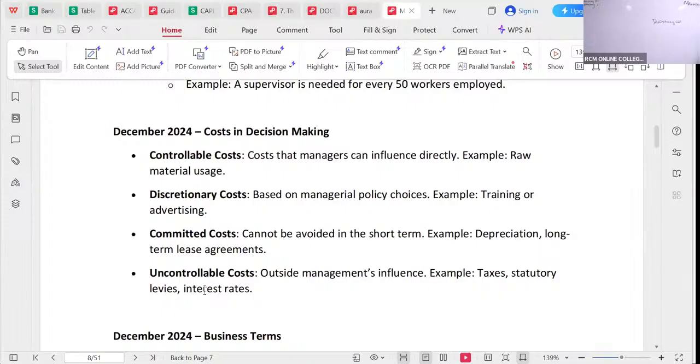Then we have uncontrollable costs. Those are those costs which management cannot influence. Example, the government tax. Rent is the very best, isn't it? You can't influence. If you want to influence rent, then be ready to disappear from someone's house. So in this case here, those examples are very good. You must keep on giving them in your exams.